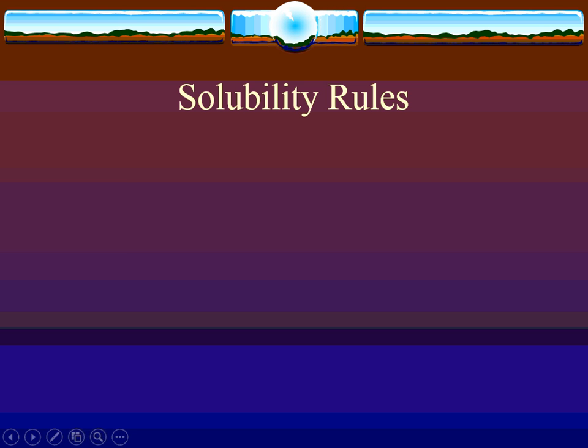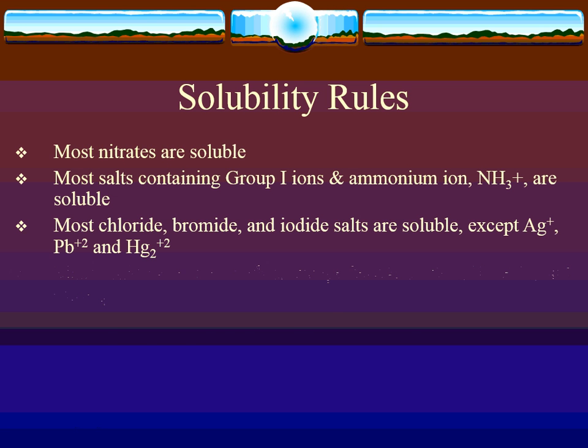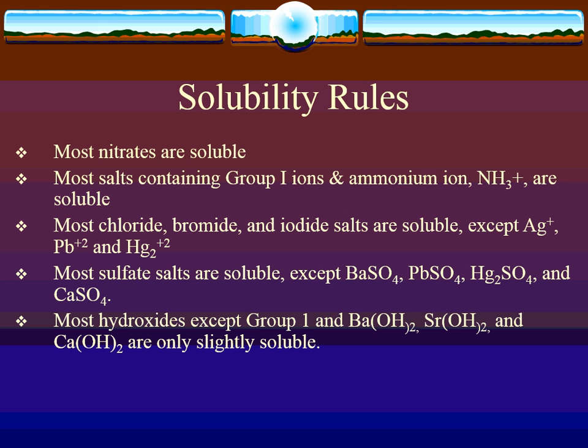So solubility rules, go ahead and get these down. Most nitrates are soluble. Your salts that are in group 1, so your alkali metals and ammonium, are soluble. Most chlorides, bromides, and iodide salts are soluble, except those that contain silver, lead +2, and mercury +2. Most sulfates are soluble, except barium, lead, mercury, and calcium. Most hydroxides, except those in group 1, barium, strontium, and calcium, are only slightly soluble.